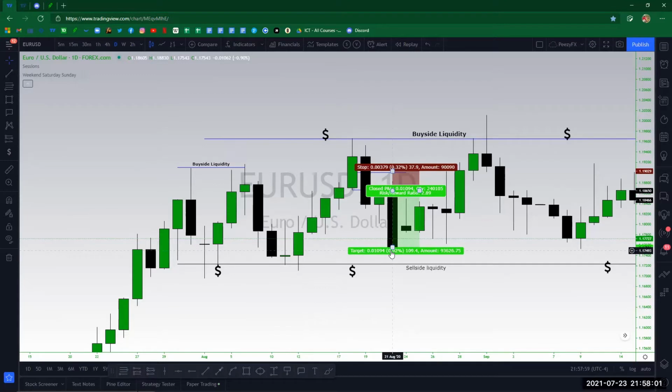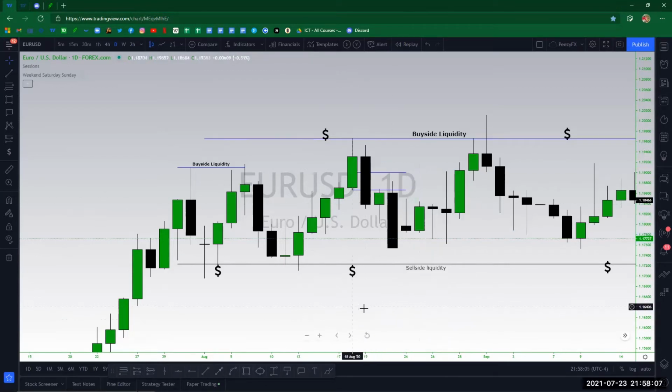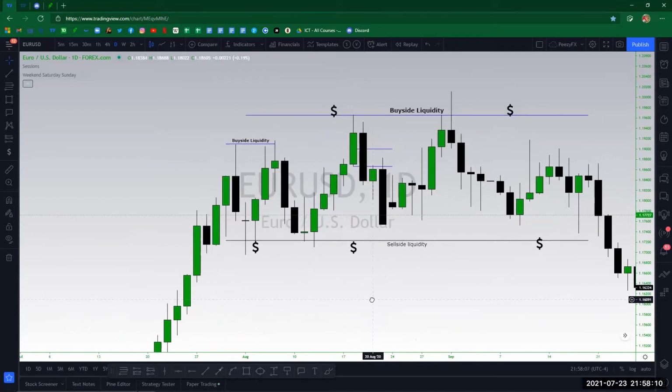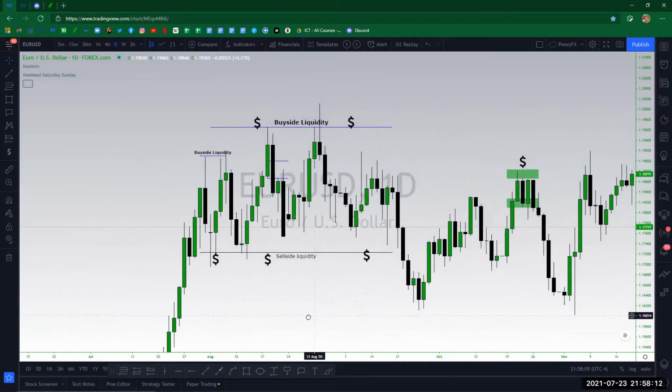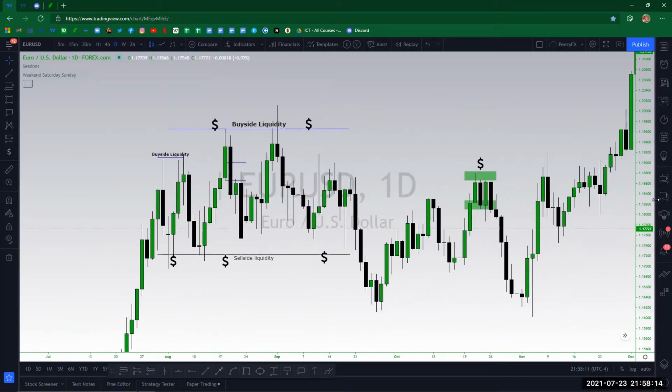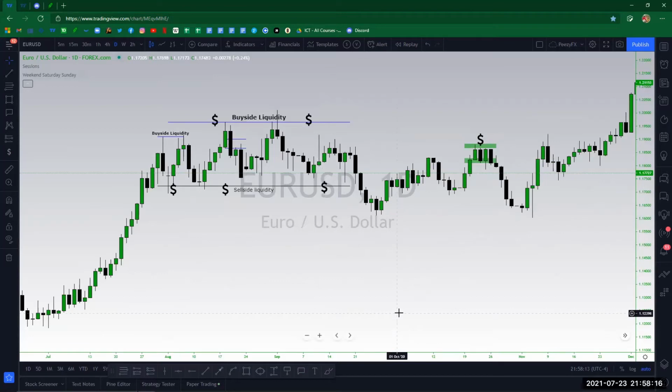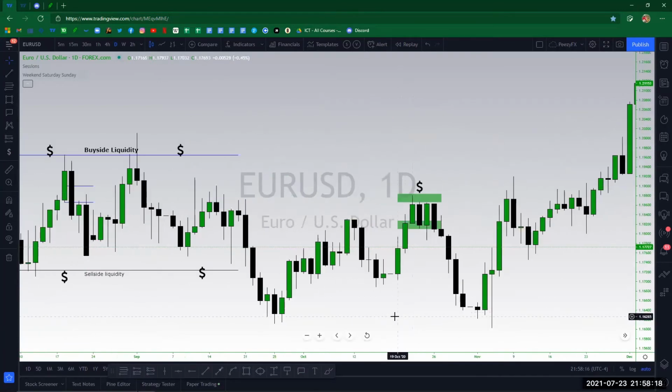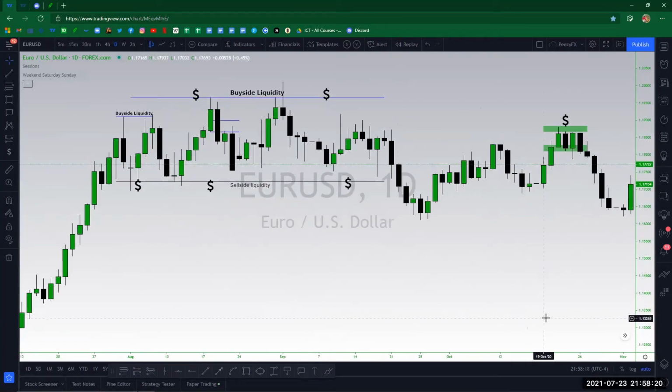Now, that's pretty much gonna wrap up the lesson on liquidity. There's not really much to it, but at the same time, it's the most important thing, because price is going to chase two things, guys, and that is liquidity and imbalance. That's it.